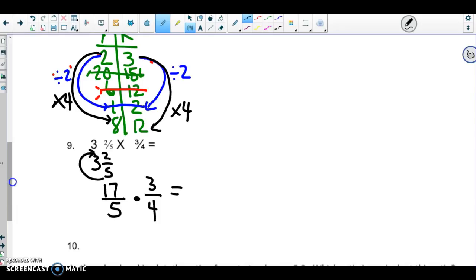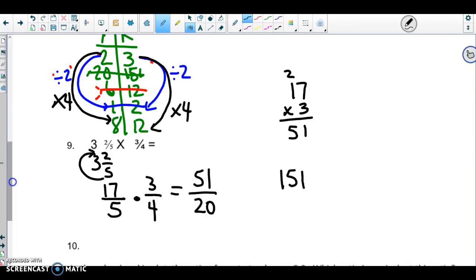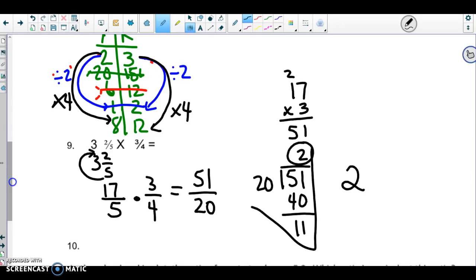Well, 17 times 3 is 51, because I multiplied that on the side there. So make sure you show that work if we have 17 times 3, we get 51 there. And 5 times 4 is 20. That gives me an improper fraction, so we'll have to change it back to a mixed number. So 20 goes into 51 twice. And when I take that away, I have 11 left. So my answer is going to be 2 and 11/20. That's what we get when we multiply those.